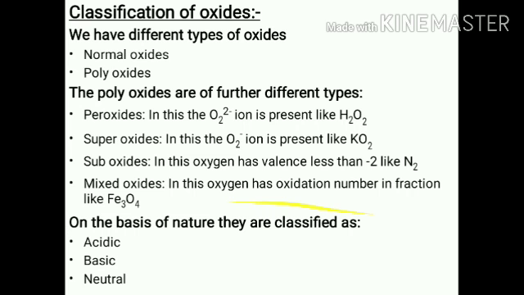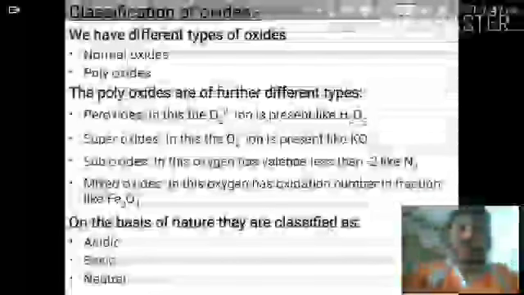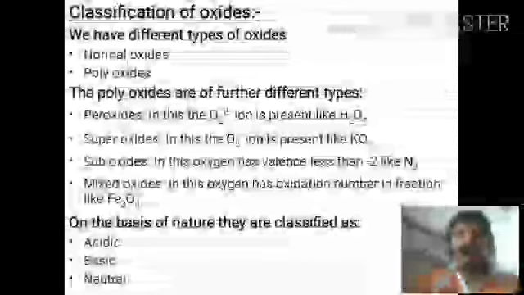Okay, now we start. First, what is the meaning of oxide? When any metal or non-metal reacts with oxygen to form oxides, they may be classified into categories: normal oxides and polyoxides. Oxygen has two types of polyoxide. The first one is peroxide, and the second one is superoxide.